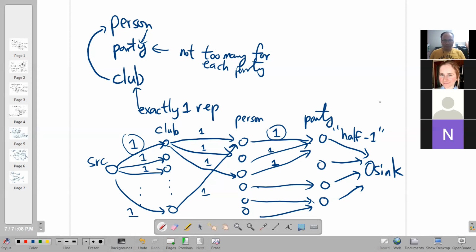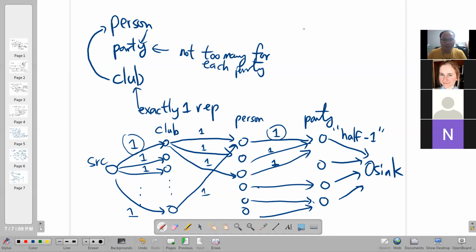Does that make sense? Any questions before I move on to the next part? It is kind of complicated, but the structure is similar in that every type of things that are in your problem has a group of nodes. Okay. Now, there are other problems that you have to worry about.